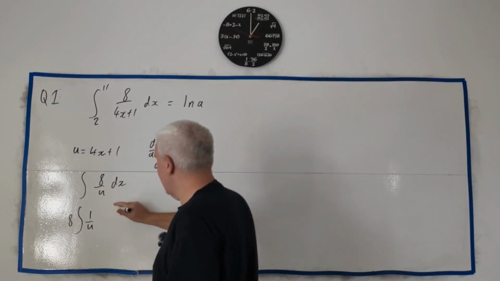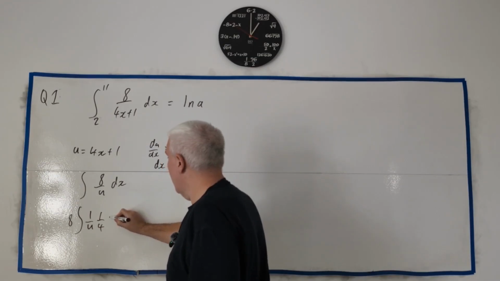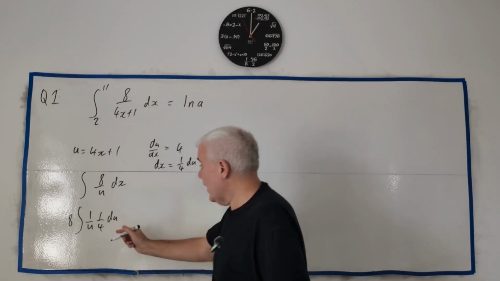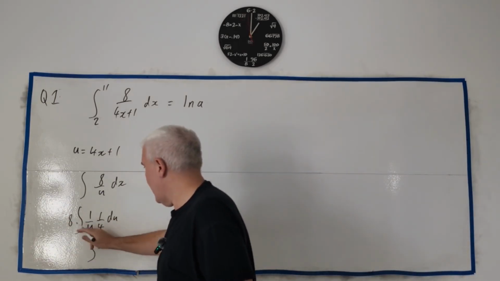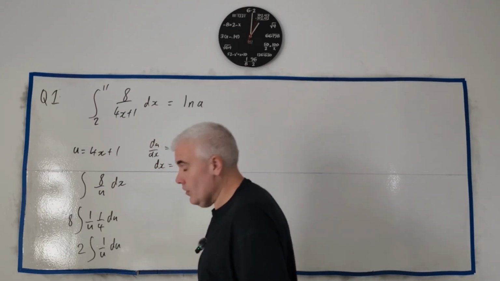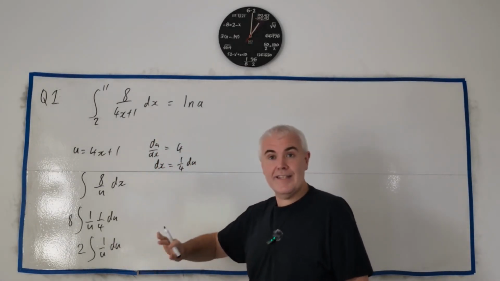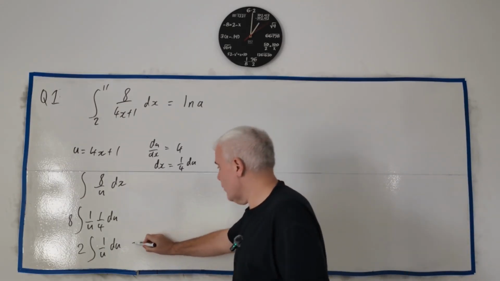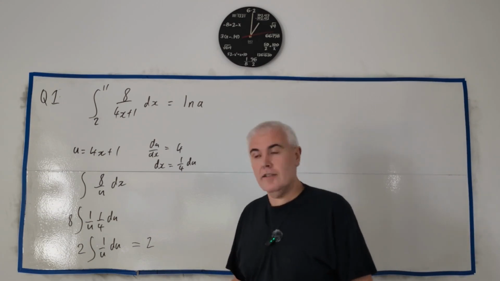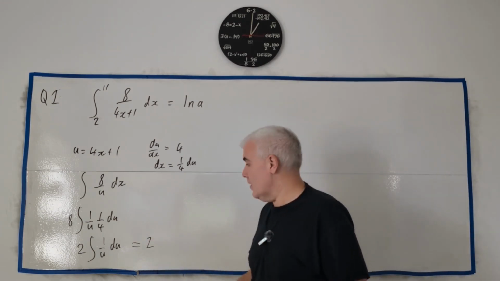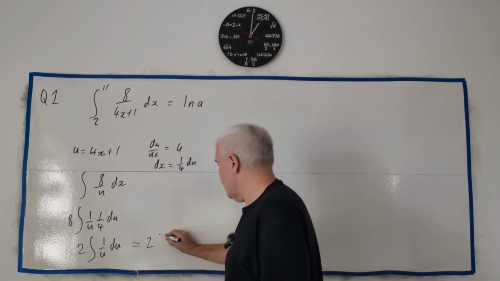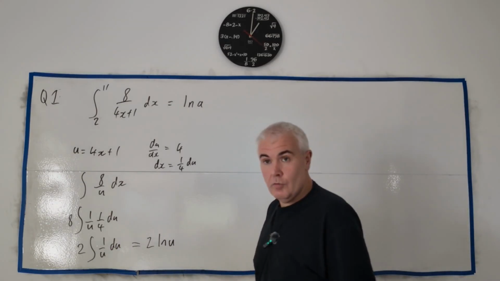1 over u. Instead of dx, I get 1 over 4 du. Again, this 1 over 4 can come outside. 8 over 4 is 2, times the integral of 1 over u du. This integral is nice and easy to do. The answer to this integral, 2 is obviously out here, is just natural log, because we're given that in our formulas. The integral of 1 divided by something is the natural log of that something. So it's just natural log u.